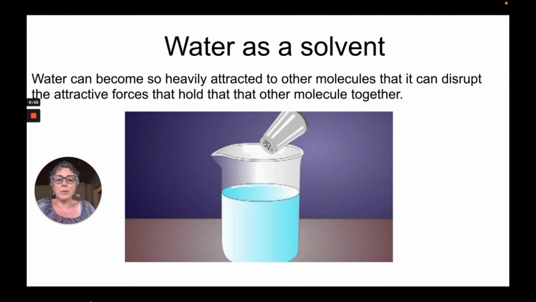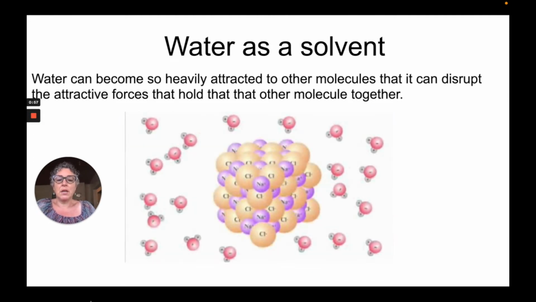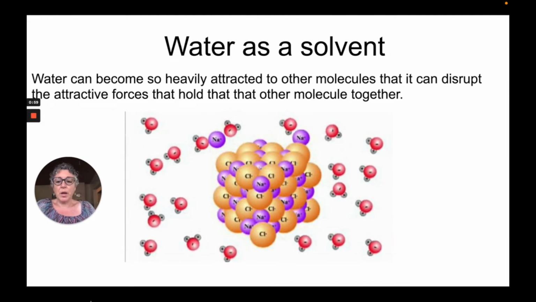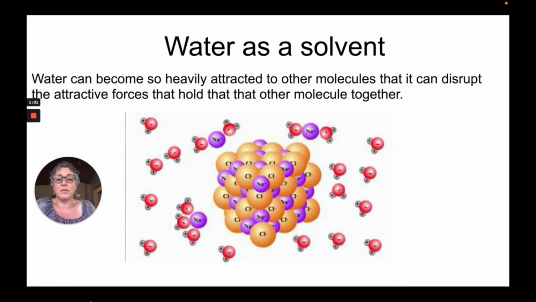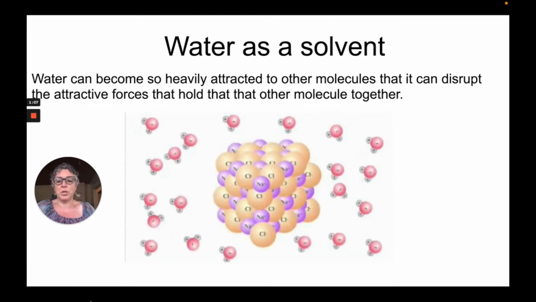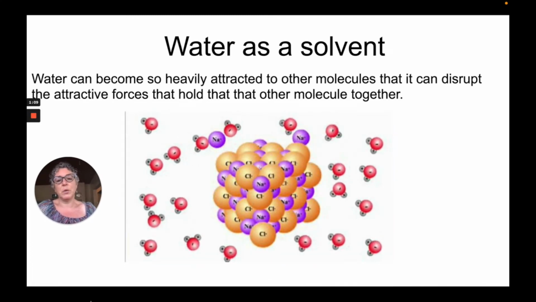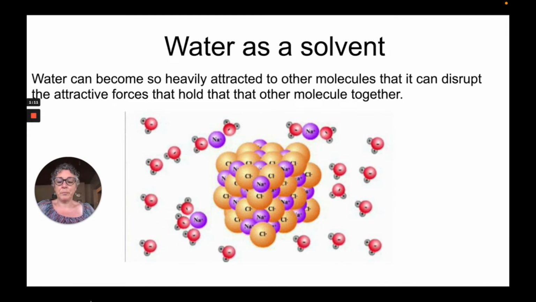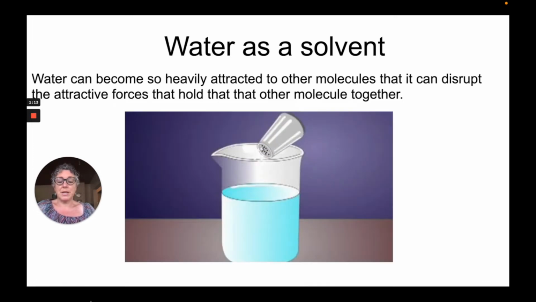And so basically what happens is the solid molecule's chemical bonds, the attractive forces that hold it together, are disrupted by the molecule's components' attraction to the positively or negatively charged sides of a water molecule.